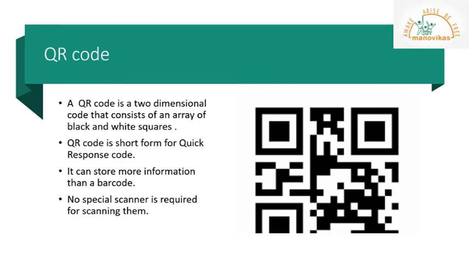A QR code is a two-dimensional code that consists of an array of black and white squares. Now, QR code is short form for Quick Response Code. You must have noticed QR codes on business cards or billboards or products and so on. These codes are very popular as it has become very convenient to generate, scan and read them.